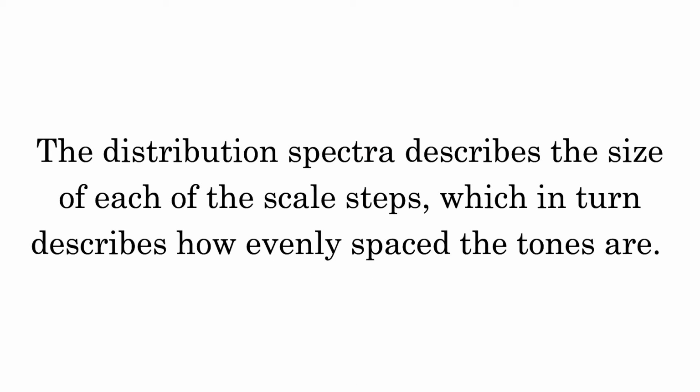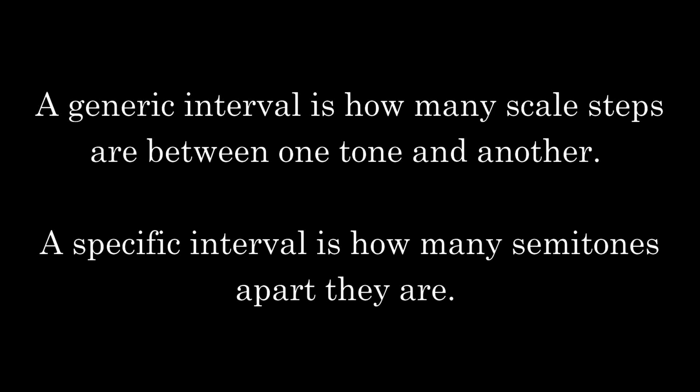The distribution spectra describes the size of each of the scale steps, which in turn describes how evenly spaced the tones are. A generic interval is how many scale steps are between one tone and another. A specific interval is how many semitones apart they are.